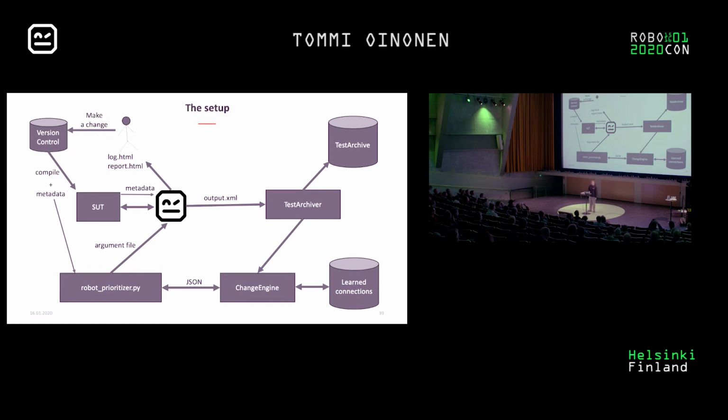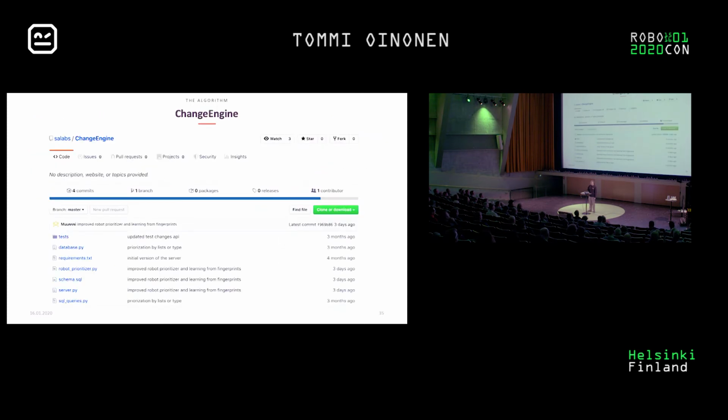So what was happening in that script is that I was running this robot prioritizer, which is, if I go back, it's here. It's one of those files. So now only for Robot.